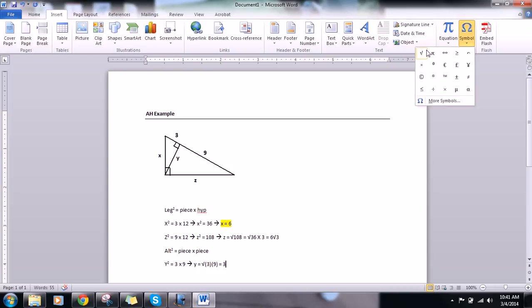So hopefully this helps. You can see how I'm using either the leg squared equals piece times hypotenuse rule or the altitude squared equals piece times piece rule to solve for x, y, or z given this right triangle and the altitude to the hypotenuse, using AH, altitude on hypotenuse.